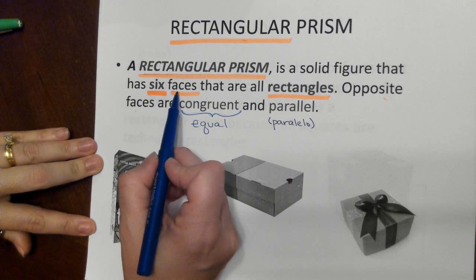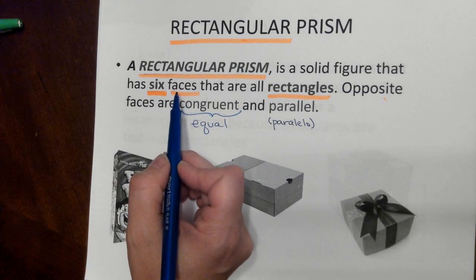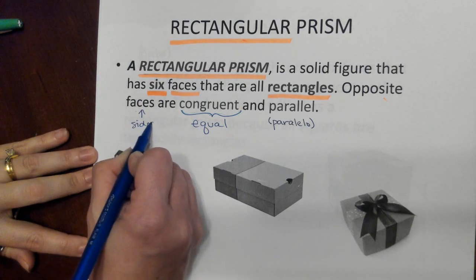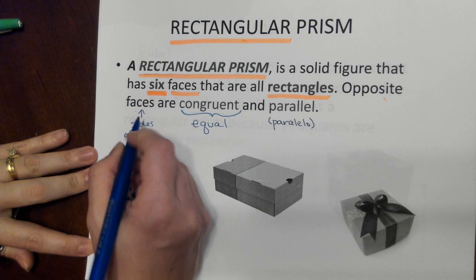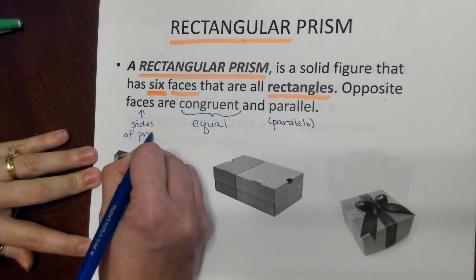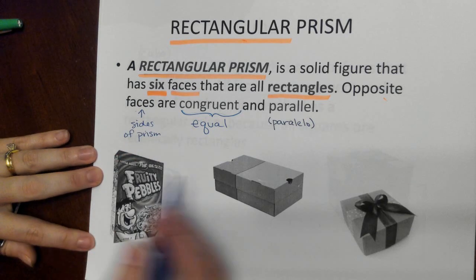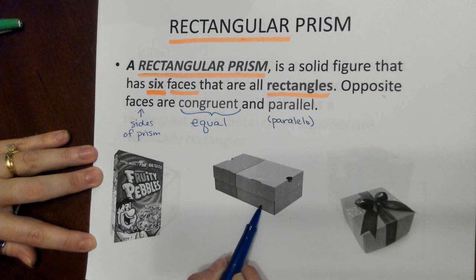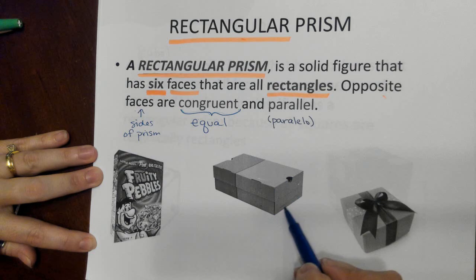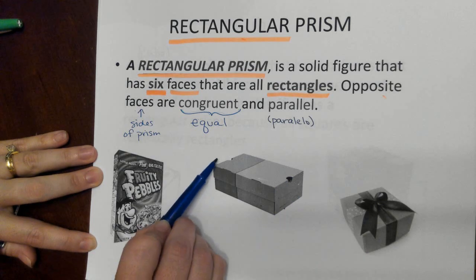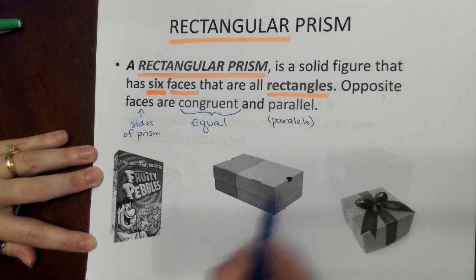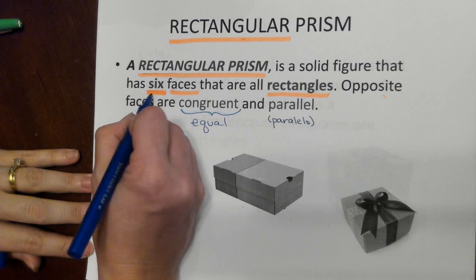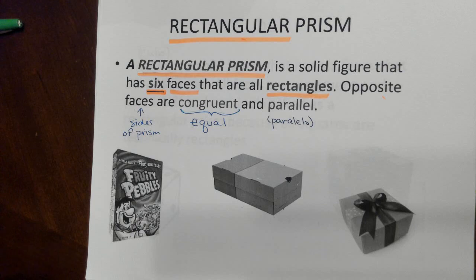Okay, so the faces are really all the sides of a box. So your faces are the sides of the prism. Like the top is a face, this side is a face, this end is a face, the back side is a face, the bottom, and then the other side. So 6 faces in a rectangular prism.